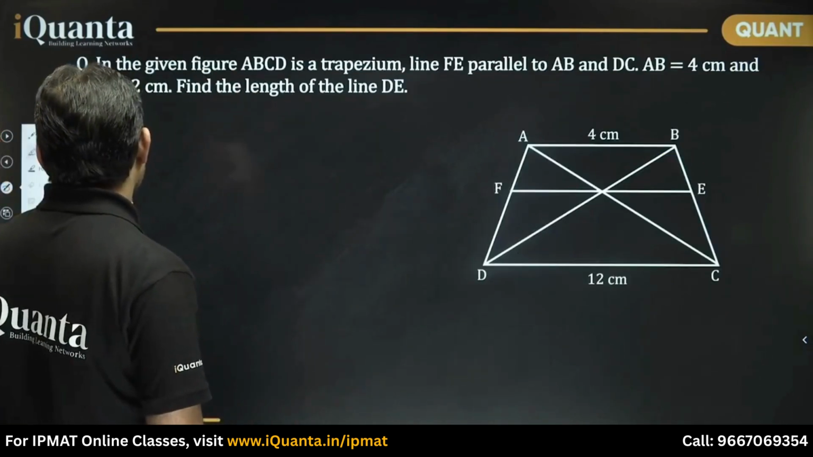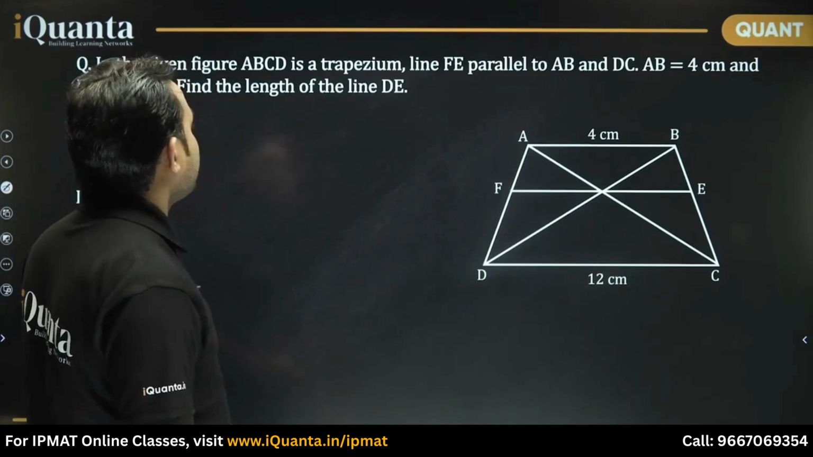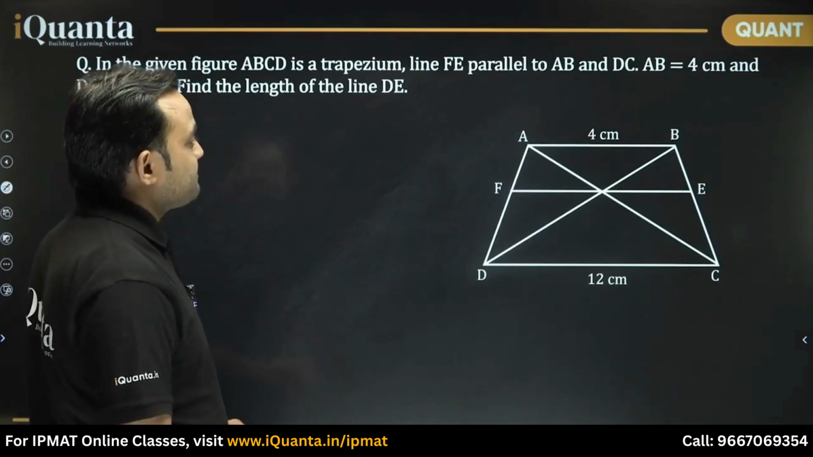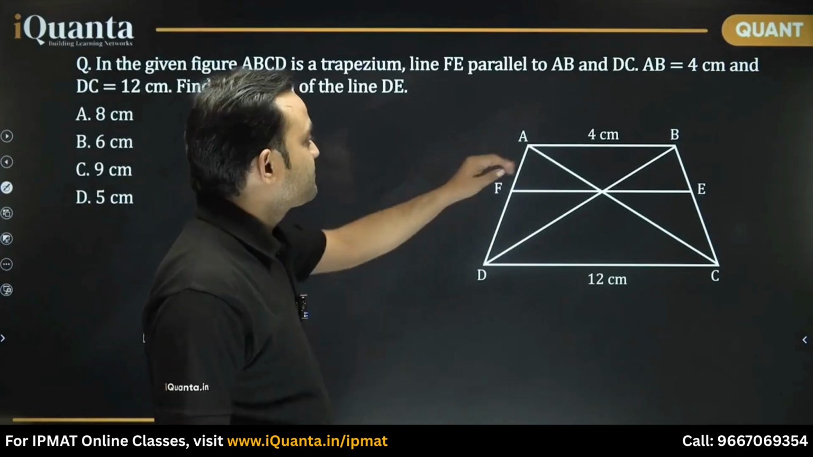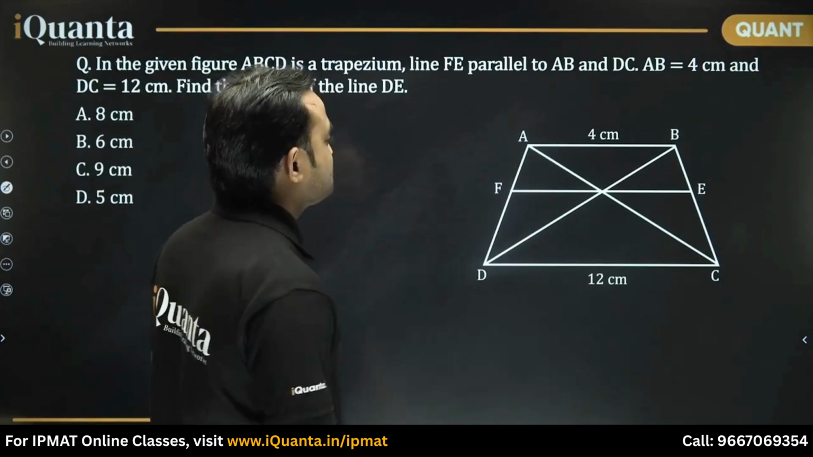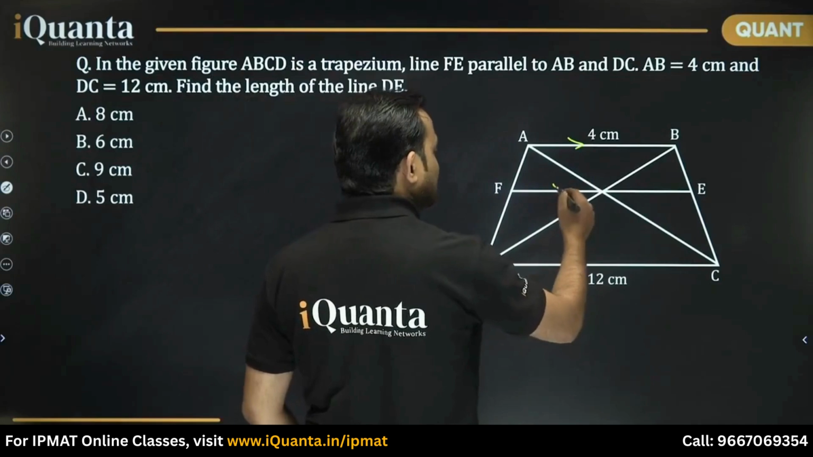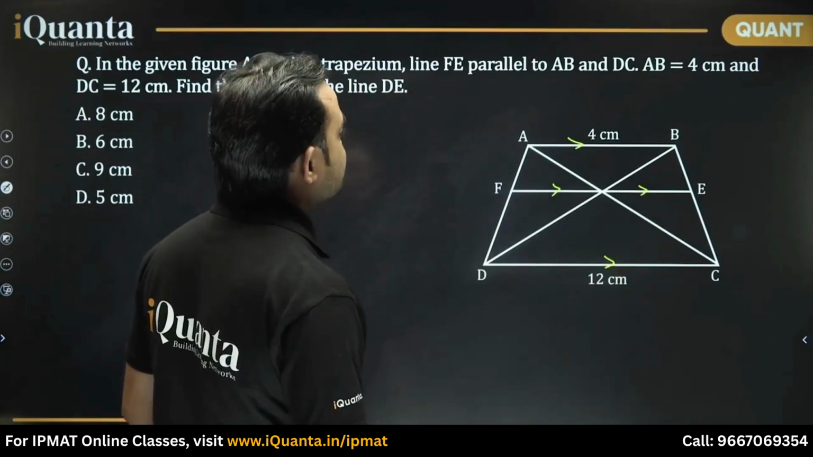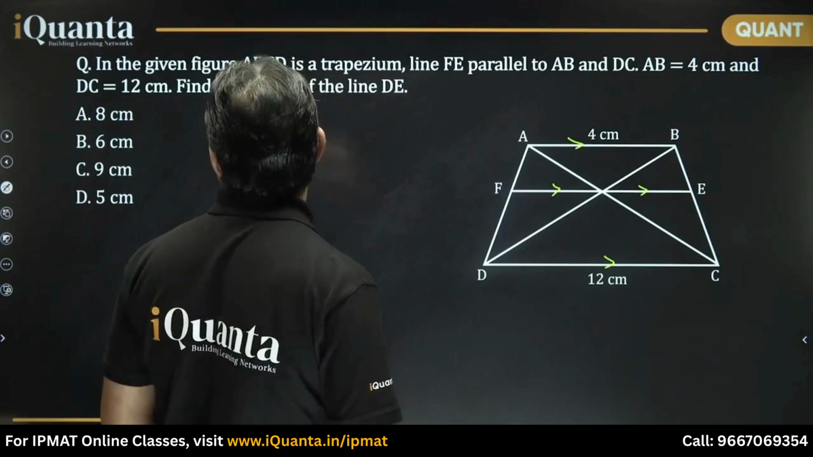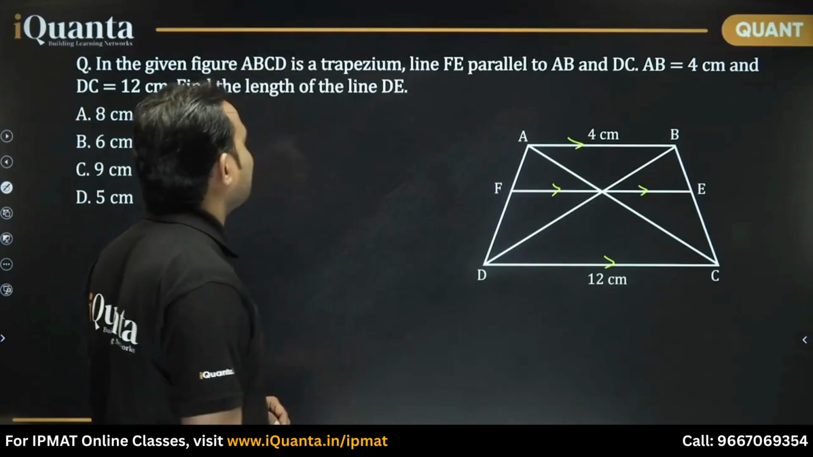Next, in the given figure, ABCD is a trapezium. Line FE is parallel to AB and DC. So AB is parallel to FE, which is parallel to CD. AB is equal to 4 centimeters, DC is equal to 12 centimeters. Find the length of the line FE.